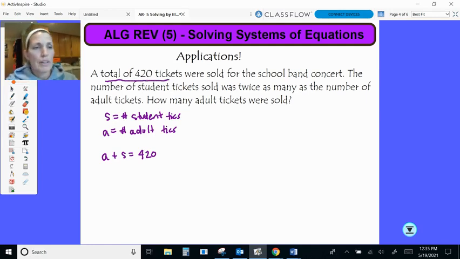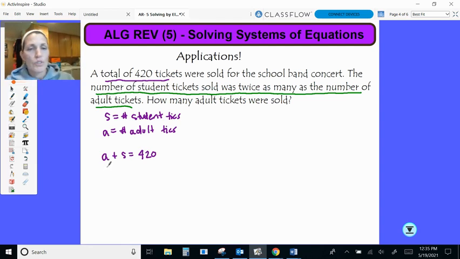The next thing I'm going to be able to pick out here is the number of student tickets sold was twice as many as the number of adult tickets. So how do I write that as a relationship? Okay. So the number of student tickets equals, right, is twice as many as the number of adult tickets. So 2 times as many as the adult tickets.